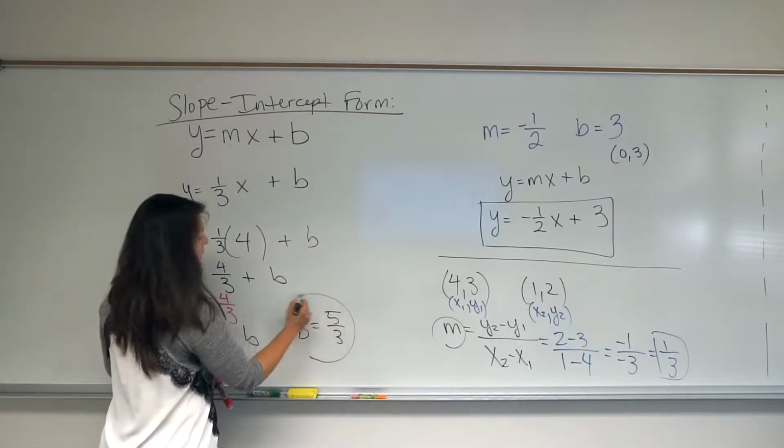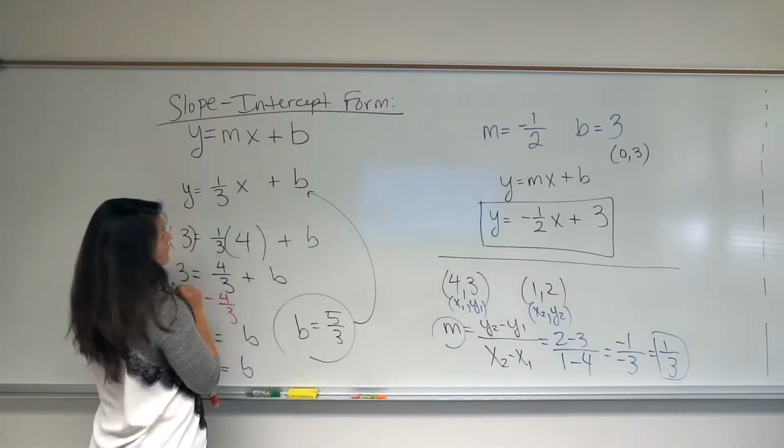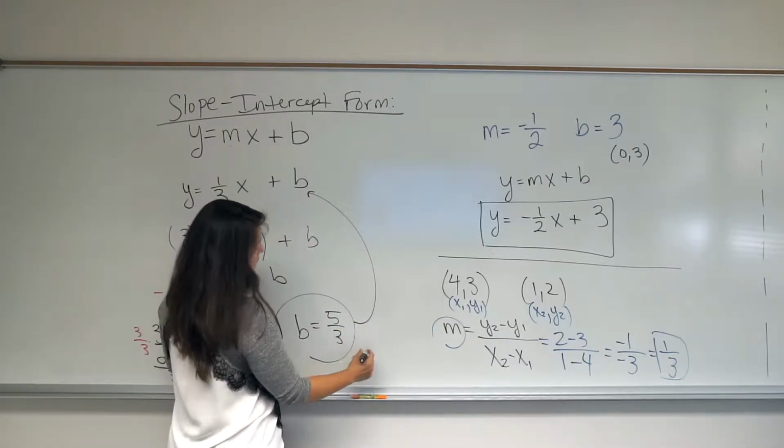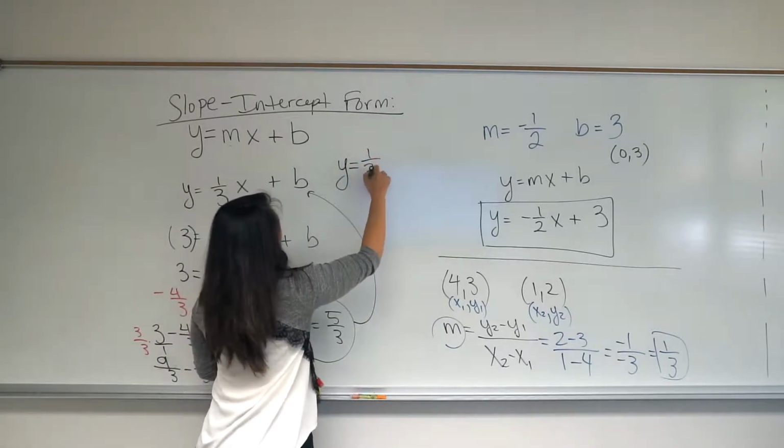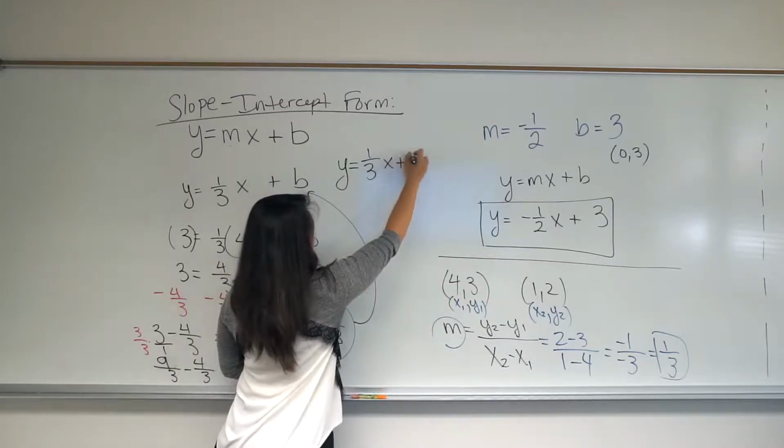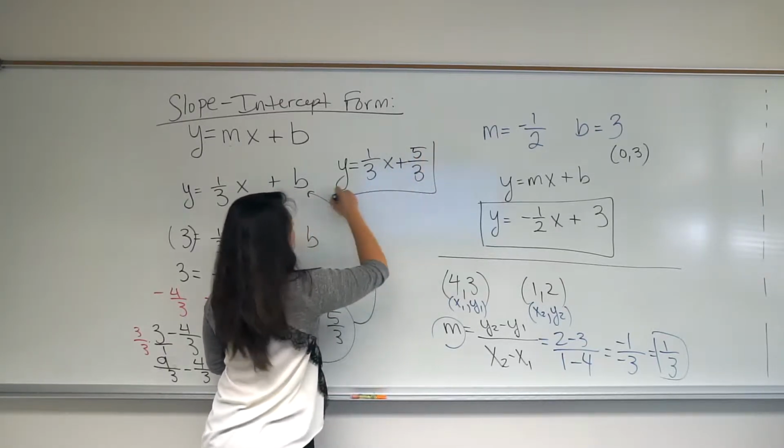So if I take that and I plug it in for b, I get that the equation of my line is y equals 1/3 x plus 5/3.